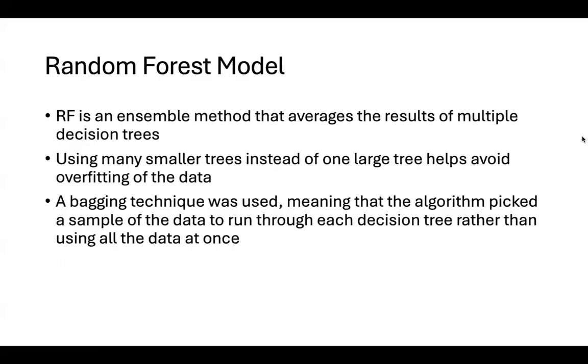Data was also used to train a random forest model, which is an ensemble method that averages the results of multiple decision trees. Using many smaller trees instead of one large tree helps avoid overfitting of the data. A bagging technique was also used, meaning that the algorithm picked a sample of the data to run through each decision tree rather than using all of the data at once.